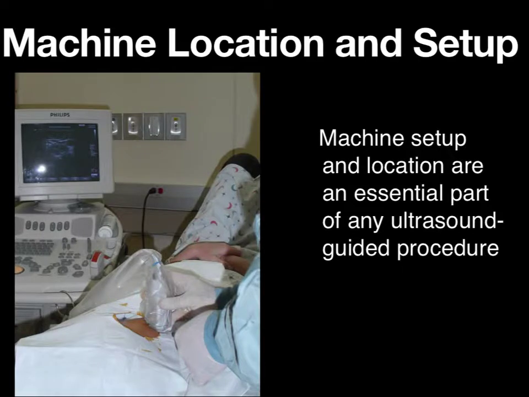In terms of machine location and setup, you've got to make sure that the machine is set up so that you can easily visualize the screen. You don't want to have to be looking over your shoulder or have the machine in an awkward position. The success of this procedure is going to be based on you seeing the vessel and the needle on the screen. So make sure that everything is set up the way you want it before you begin the procedure.